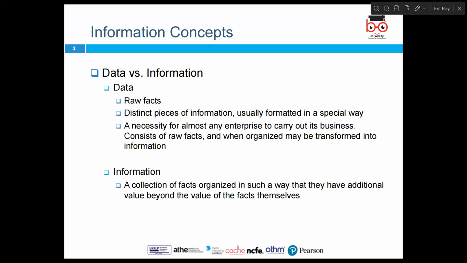I'll say data gives us a starting point. It gives us the necessity point for us to obtain information. Information is simply the collection of this data and facts that are organized in a way that will allow us to give them additional value.